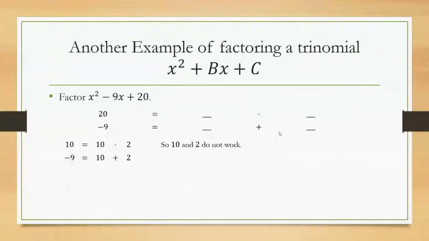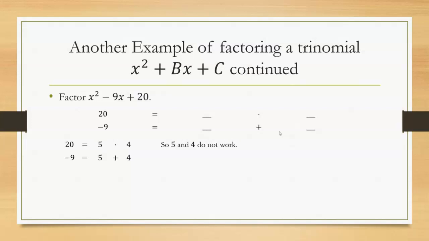So we have to find two numbers, right, whose product is 20, but the sum is -9. I'm just showing you, would 10 and 2 work? Well, the answer is no, right? 10 times 2 is 20, but that sum is not -9. So 10 and 2 don't work. All right, let's try something else. 5 and 4, that product is 20, but it's not going to work either, right?